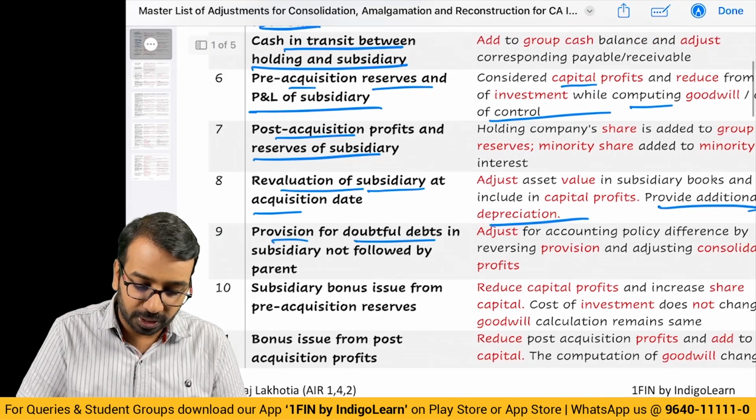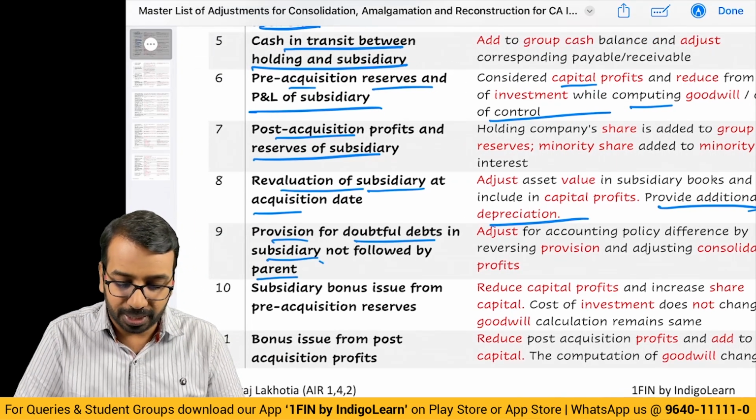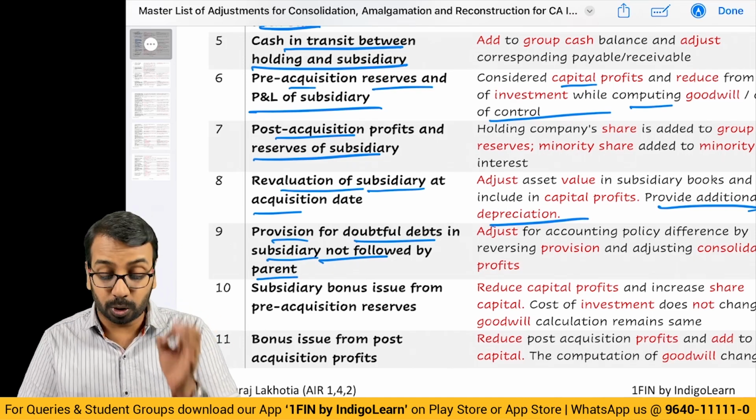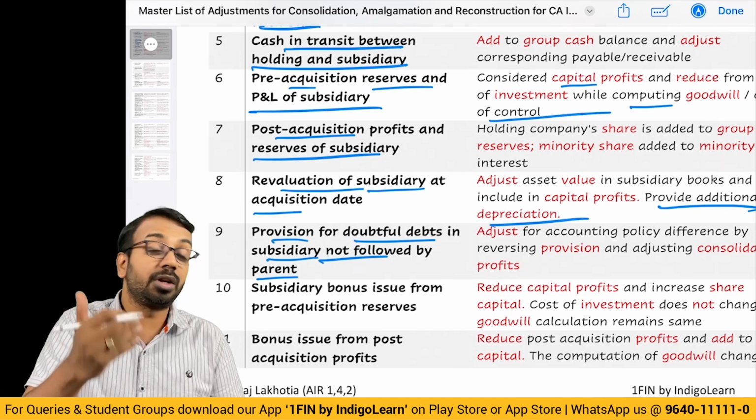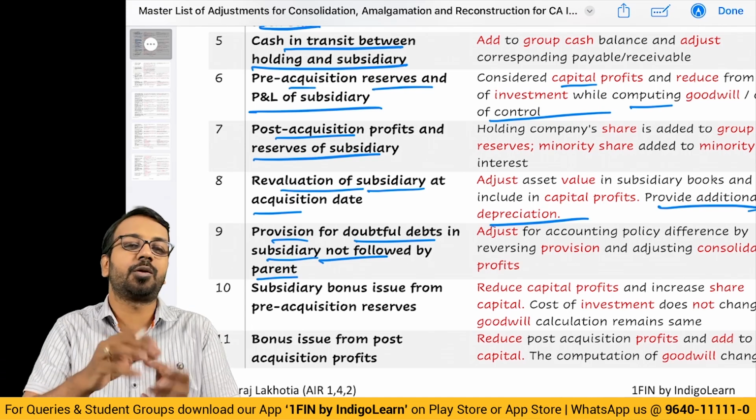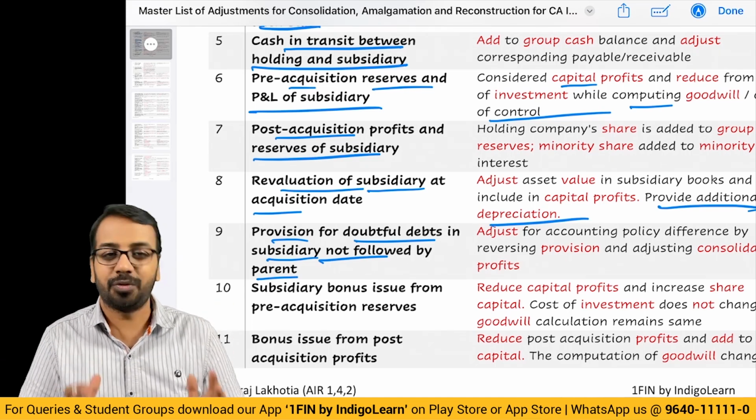If provision for doubtful debts is not followed by the parent but the subsidiary follows it, in that case what will you do? You will reverse the provision for doubtful debt. Reversal of provision for doubtful debt means what? I will increase the profit of the subsidiary.